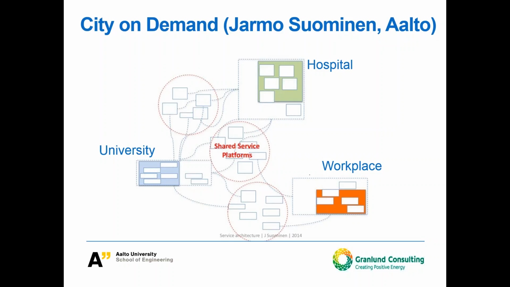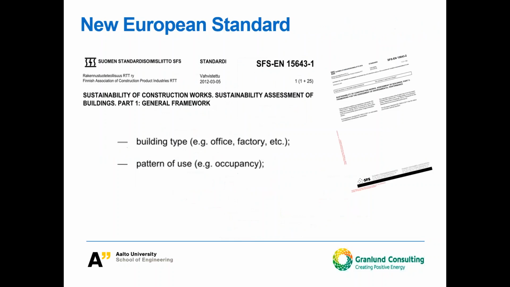There's also a new European standard that came out a couple of years ago called EN 15643-1, and the idea of this is to say that if we're going to say buildings are good or bad from a sustainability point of view, then it's quite important that we specify the type of building and that we specify the patterns of use, so the type of occupancy.